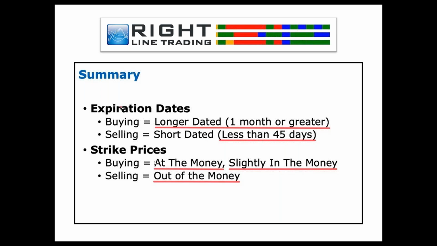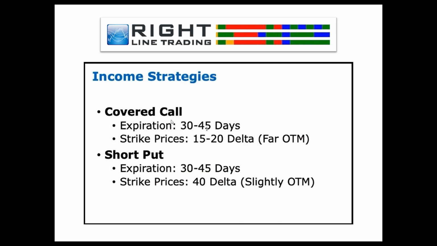Now, when you're buying, you're going to buy at the money or slightly in the money. When you're selling, you want to buy out of the money because you want to buy positions that are going to have a very high likelihood of expiring worthless. You have a very poor gamma, a very poor delta, and you acquire those by moving the position to out of the money. So let's look at some income strategies.